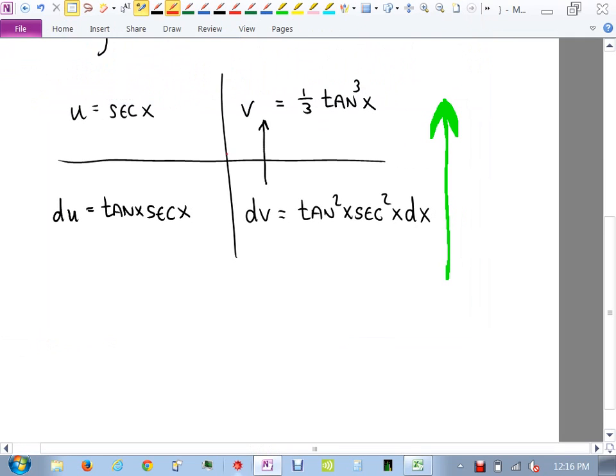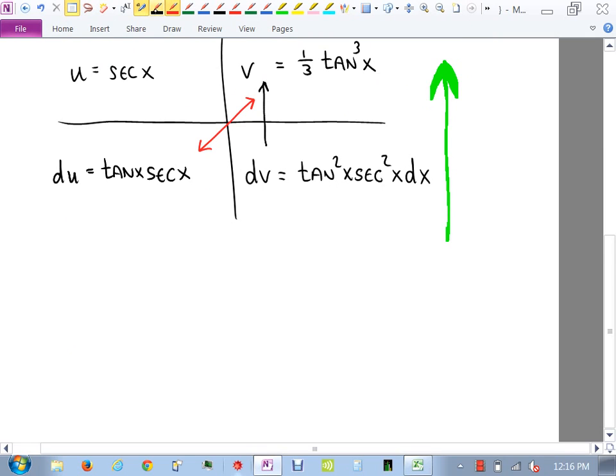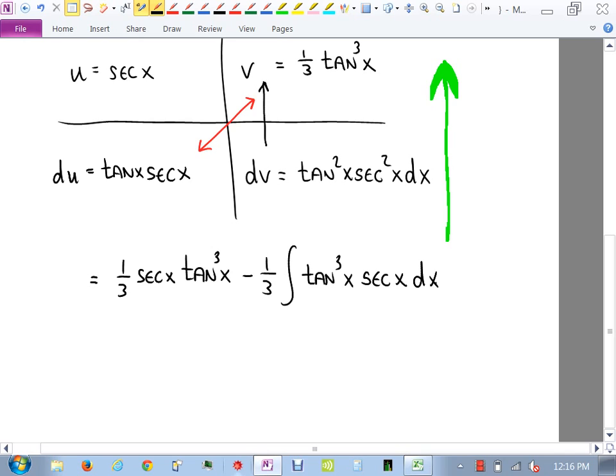Yeah, that's true. But we got to get our hands dirty. We've got to learn how to be down in the trenches here. So our integral becomes u v minus the integral of v du. Fourth, yeah, thank you.